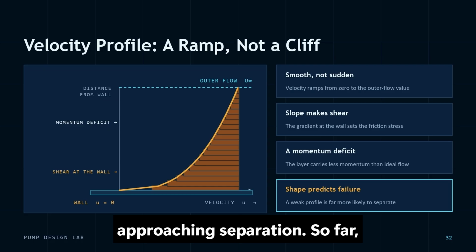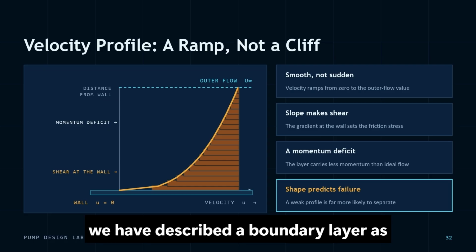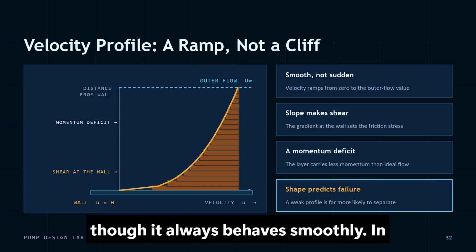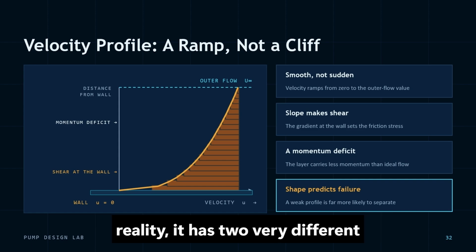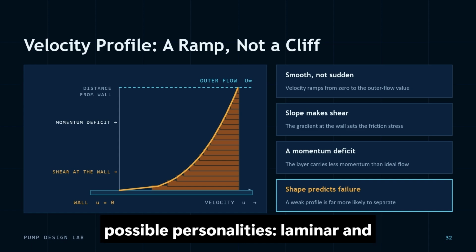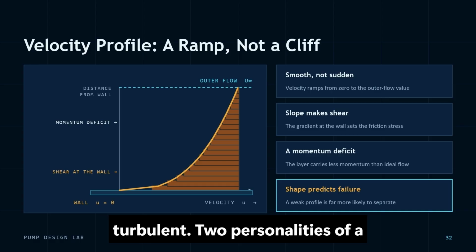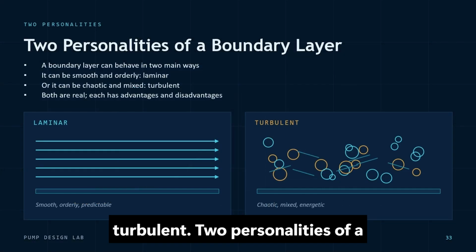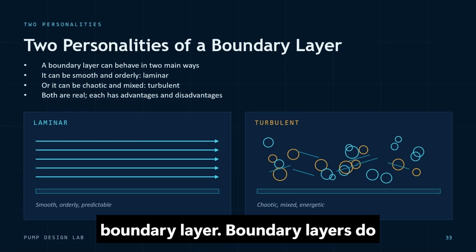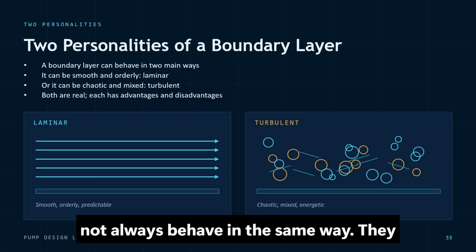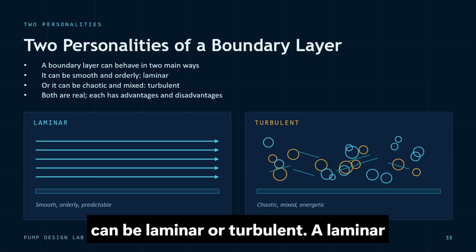approaching separation. So far, we have described a boundary layer as though it always behaves smoothly. In reality, it has two very different possible personalities, laminar and turbulent. Two personalities of a boundary layer. Boundary layers do not always behave in the same way. They can be laminar or turbulent.